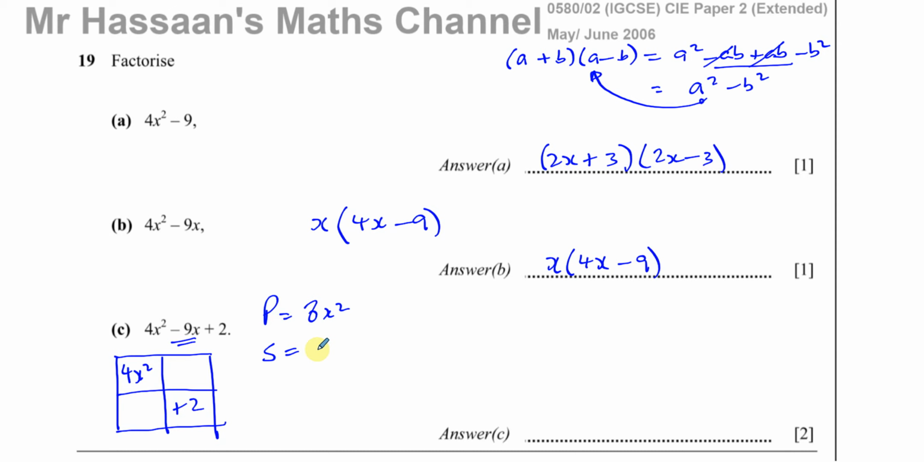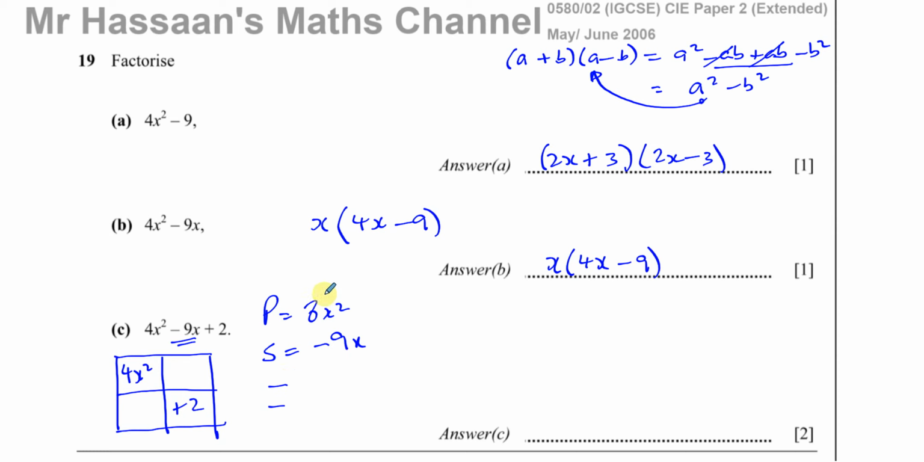One of them has to be positive and the other one negative. The sum has to be negative 9x and the product has to be 8x squared. Sorry, both of them must be negative, because the product is positive, so they both must have the same sign. And when you add them together, you get a negative value. So they must both be negative numbers. Just ignore what I said a minute ago.